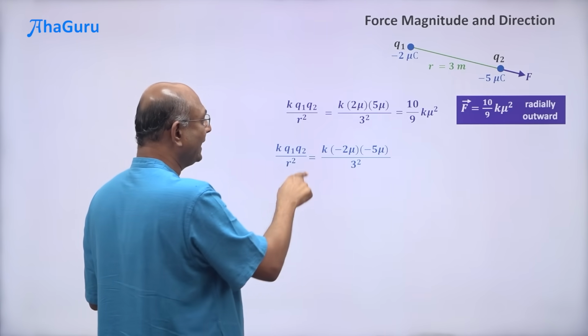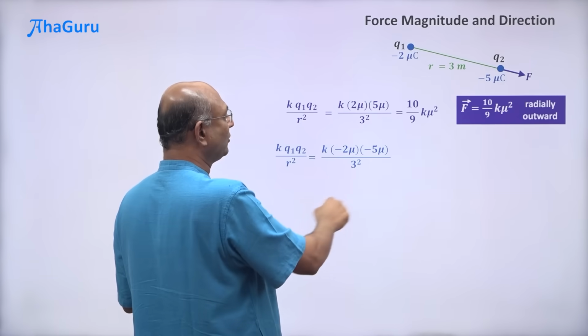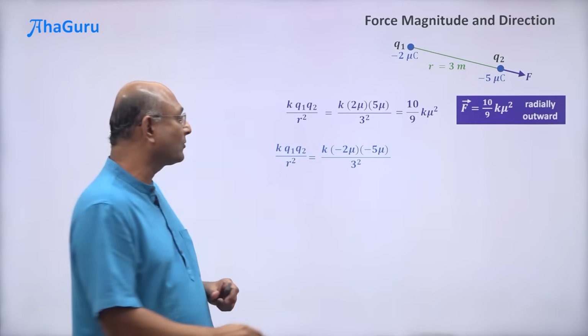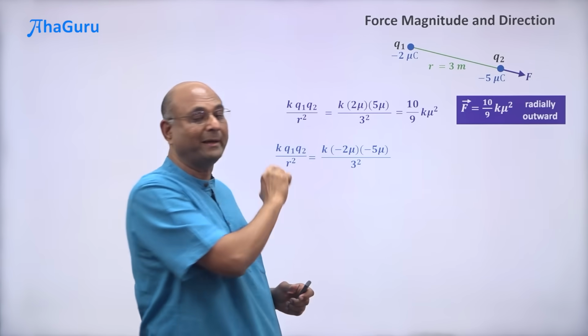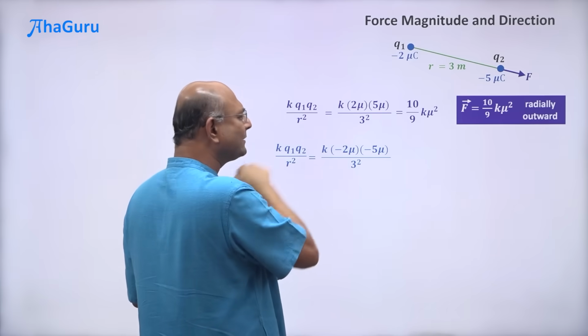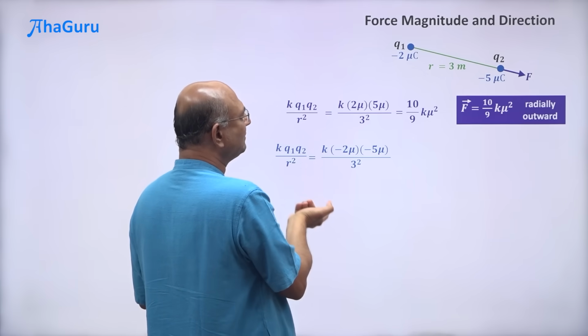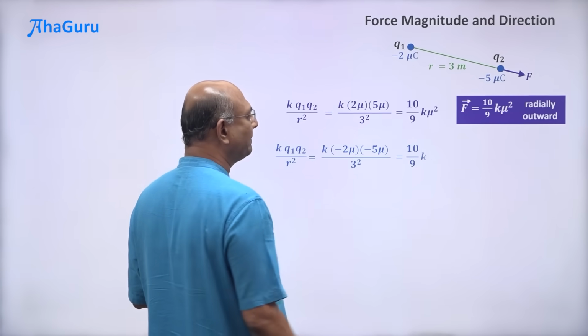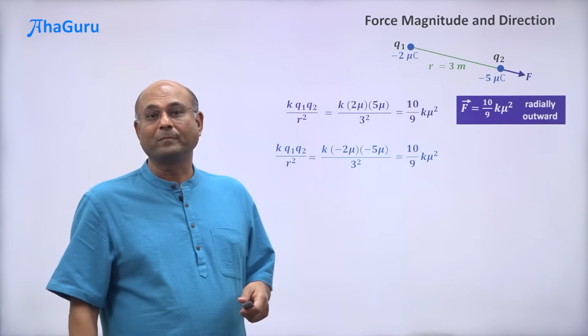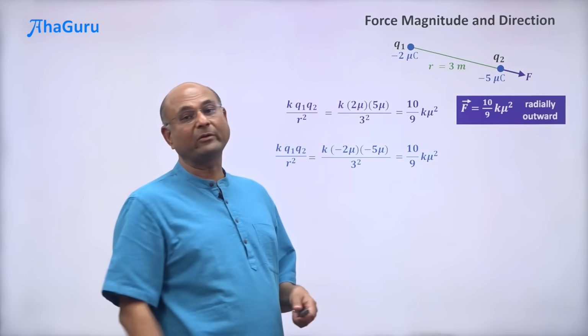So this time I am going to write k into minus 2 micro into minus 5 micro by 3 squared. Usually when we calculate, we would have put 2 micro, 5 micro. We don't put the minus sign. But now I am telling you to put the minus sign, and let's see what will happen. Well, minus into minus will become plus, and so you are going to get 10 by 9 k micro squared. This is a positive value, so this gives us the magnitude of the force.